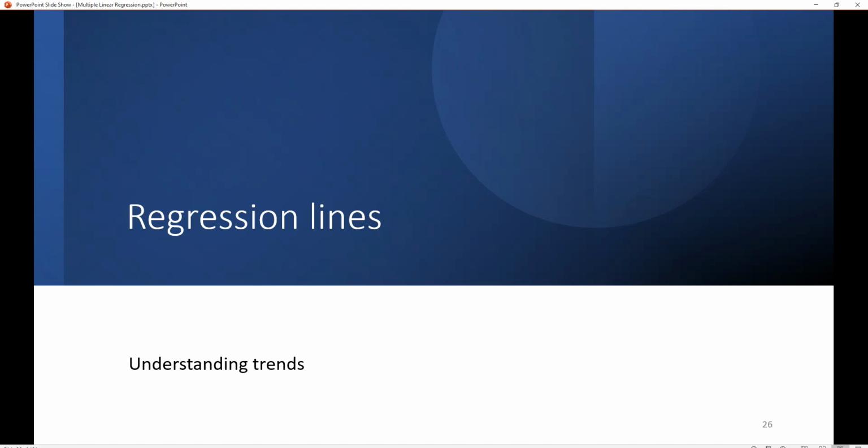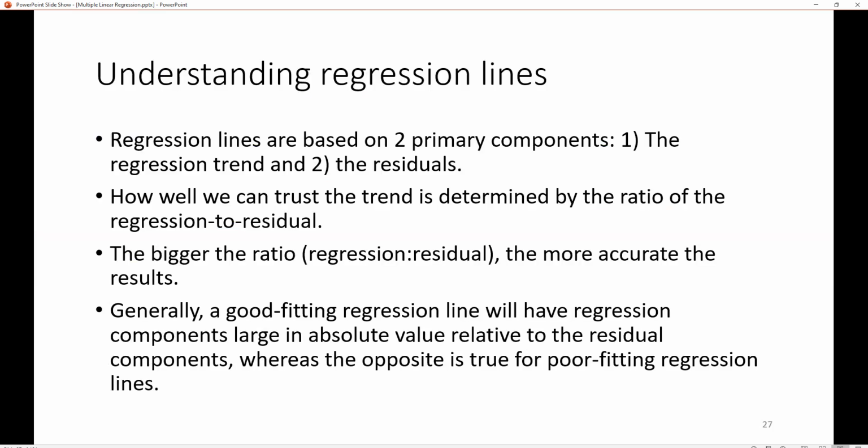In this section, we're going to look at regression lines. We're going to help understand trends. Regression lines are based on two primary components: the regression trend and the residuals. This is in the formula, and we'll look at some graphs to help show that as well. How well we can trust the trend is determined by the ratio of the regression to residual, and this is actually how we're calculating it. The bigger the ratio of the regression to residual, the more accurate the results, so the more accurate the predictions we get from those results.